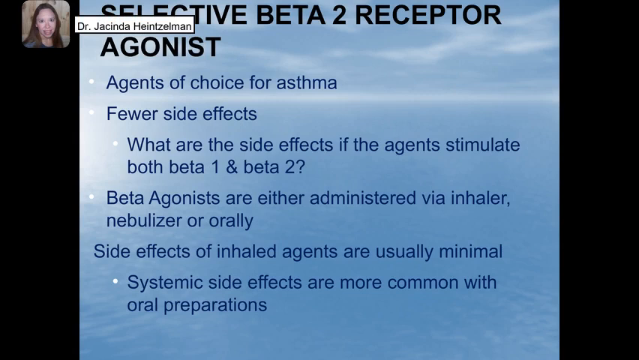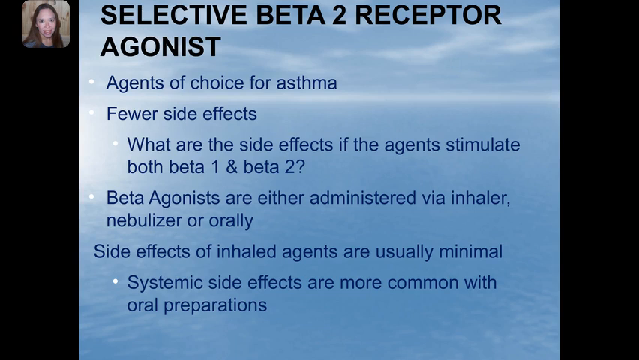A little bit more about the beta 2 agonist. We do have medications that are selective directly for the beta 2 receptor. Then this is really going to be our treatment of choice for asthma in order to dilate those bronchioles. We don't see a whole lot of side effects, but remember there are potential side effects if we would be stimulating both beta 1 and beta 2.